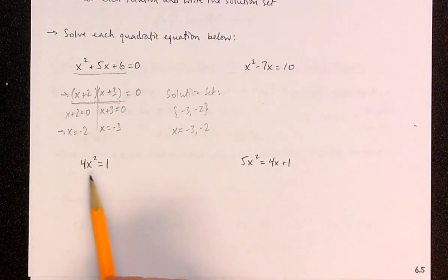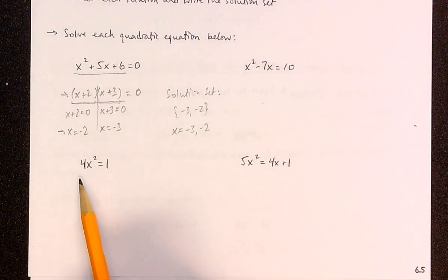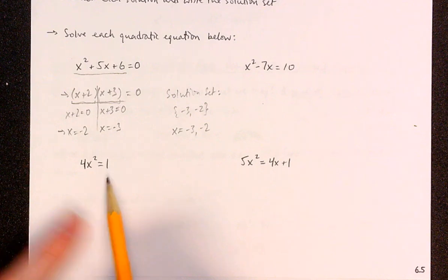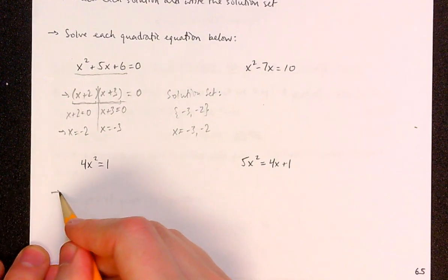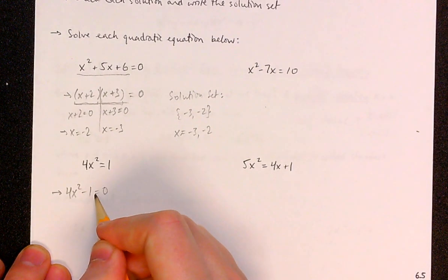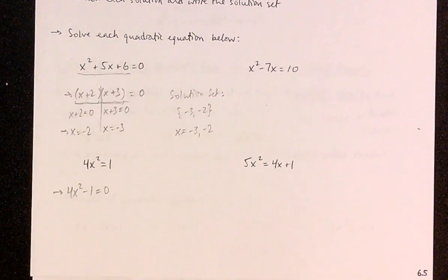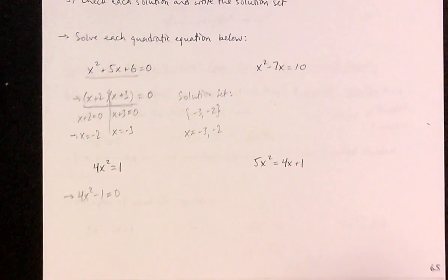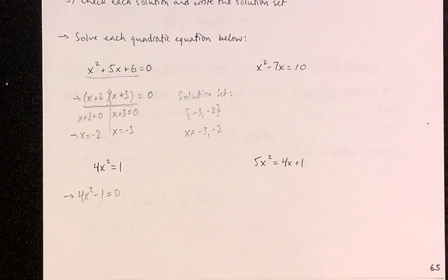So when I have to move terms here, there already is a plus 4 here. So let's leave this term as it is. Let's move the 1 over here, and we do that by subtracting 1 from both sides. So I have 4x squared minus 1 is equal to 0. So I have 4x squared minus 1. I need to factor this thing.